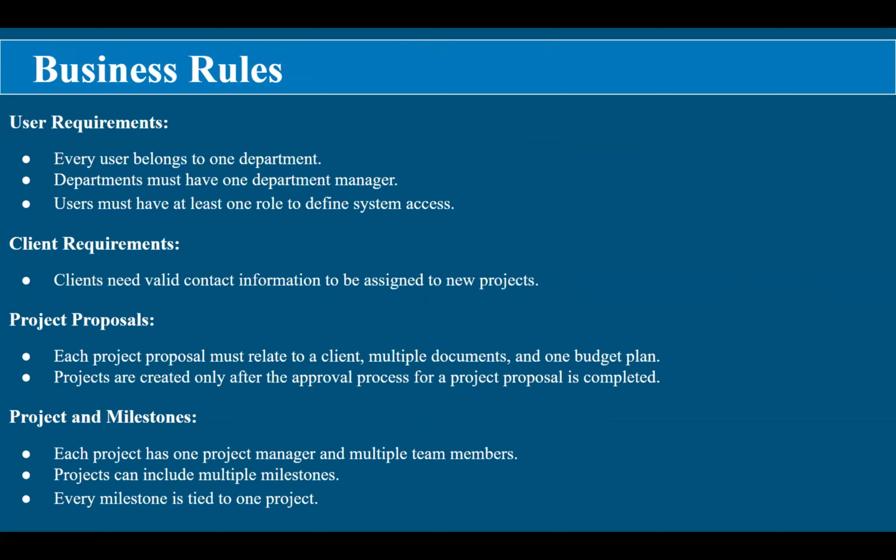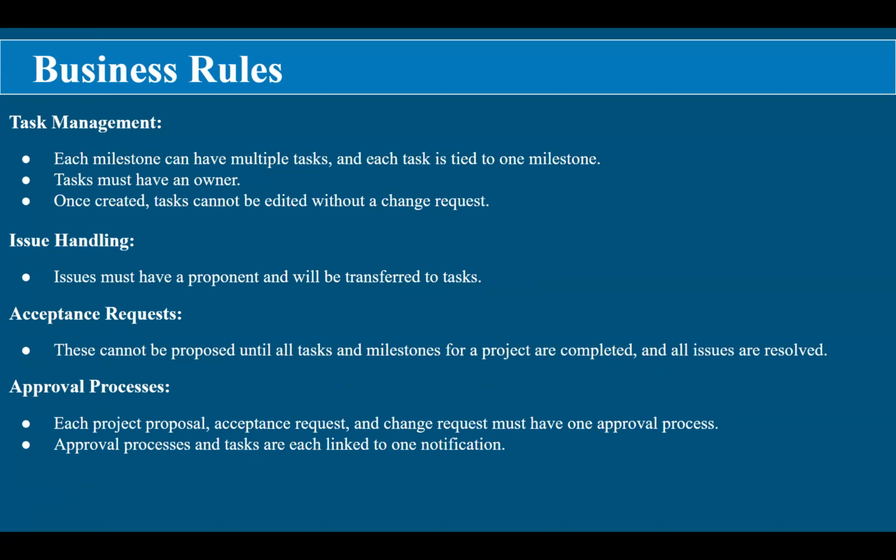Moving to project proposals, proposals must connect to a client, include documents, and have a budget plan. Projects are only created after the proposal completes the approval process. Once approved, each project is assigned a project manager, a team of members, and can include multiple milestones, which are always tied to their project. Next, onto task management. Milestones contain tasks, and every task is tied to a milestone. Tasks must have an owner and cannot be edited without a formal change request.